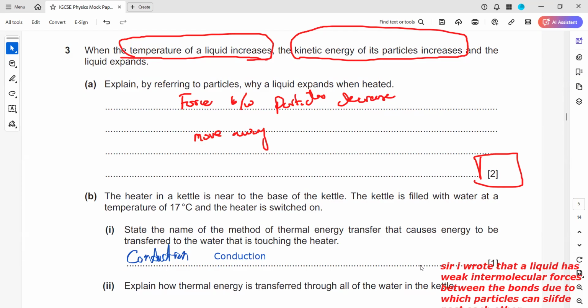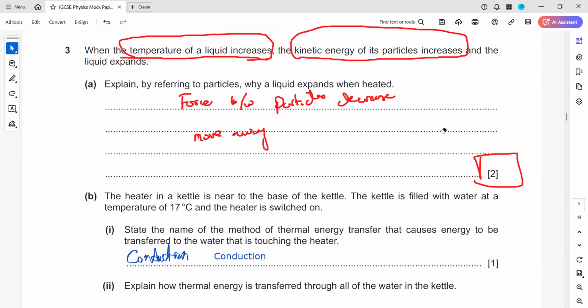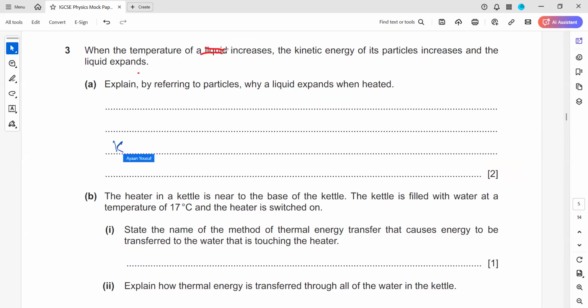A liquid has weak bonds between particles, so there is no need to refer to the type of the force. You just have to say that the force decreases when you supply heat energy, even if they change the question and ask about a solid. Jan, wait a minute, I am discussing another point. I'm not discussing a question, I'm discussing a related question.